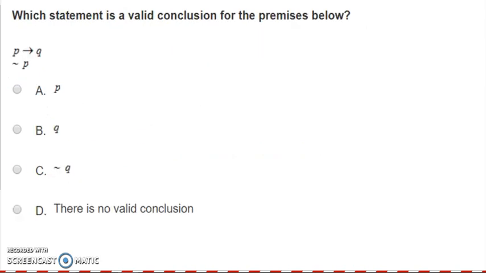Which statement is a valid conclusion from the premise below? If P, then Q. Not P. Well, we know it's not going to be P, so that's not going to make any sense. We say not P, then Q. Well, no, because P is Q, so that's not going to work. We're not sure it's definitely going to be not Q. It could be something else, so we don't always assume. Again, don't assume anything. So in this case, there's no valid conclusion because we can't assume anything.